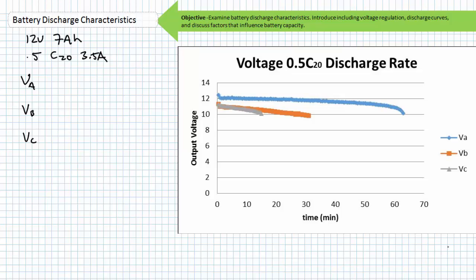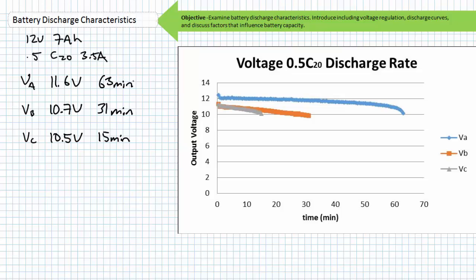When held to the same constant current discharge rate of 0.5 C20, or 3.5 amps, Battery C exhibits less working voltage at around 10.5 volts and just up and dies 15 minutes into the race. Battery B fares a little better and exhibits an average working voltage of around 10.7-ish volts, then calls it quits at 31 minutes. Battery A, in contrast, keeps its working voltage comparatively high at around 11.6-ish volts, and does so for just a little bit more than an hour at 63 minutes.